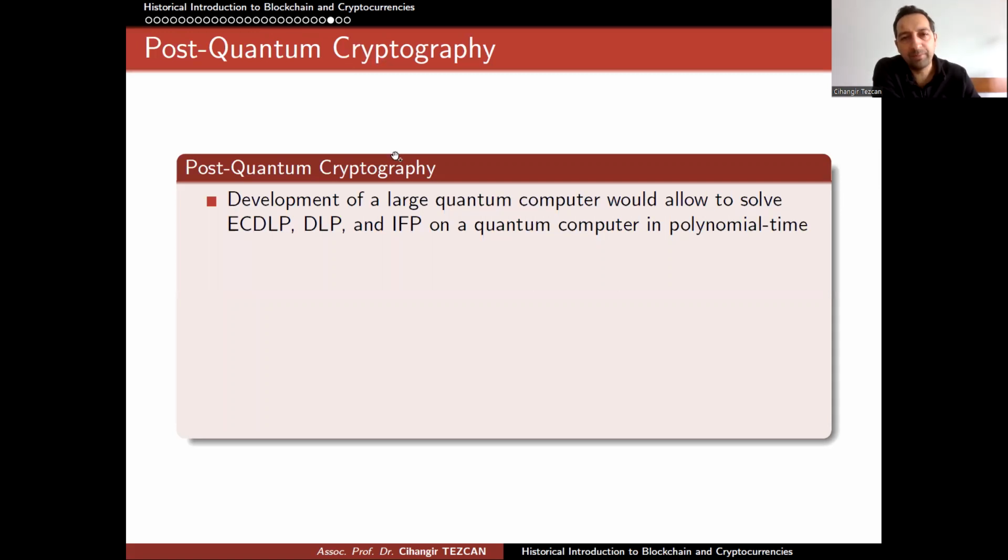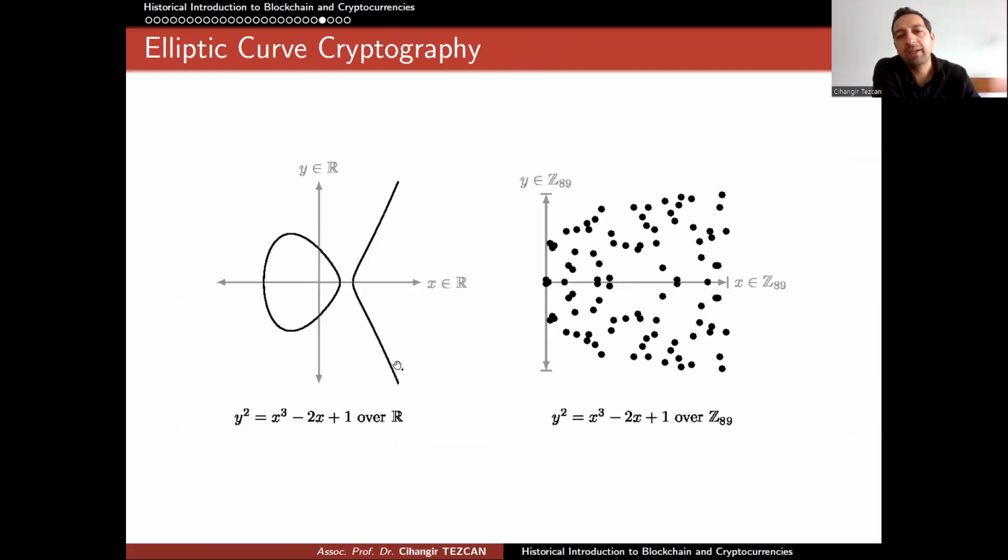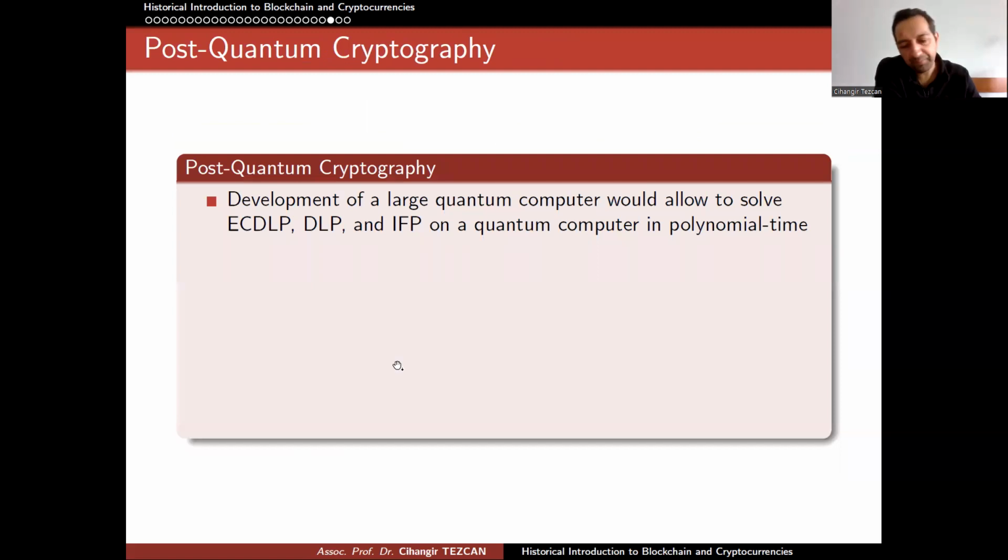But the question is, are these hard problems we mentioned really hard? The answer is that current technology cannot solve them, but if you can build a very huge quantum computer, all of these hard problems can be solved in polynomial time. I mentioned the discrete logarithm problem and the elliptic curve discrete logarithm problem, but we also use the integer factorization problem in cryptography for RSA. All of these algorithms can be solved in polynomial time if you have a large quantum computer. But it doesn't look like this is going to happen in the close future.